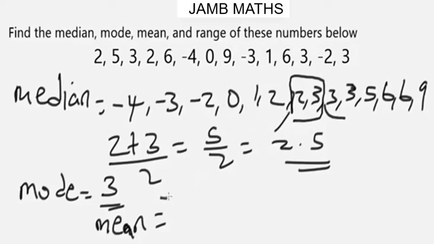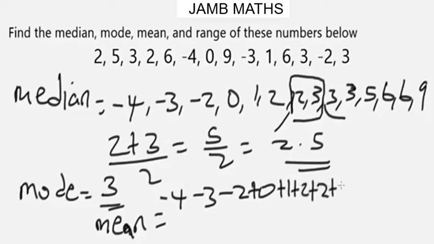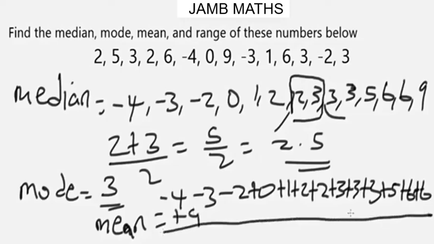So we have minus 4, plus minus 3, which is the same as minus 3, plus minus 2, which is the same as minus 2, all right, plus 0, plus 1, plus 2, plus 2, plus 3, plus 3, plus 3, plus 5, plus 6, plus 6, then plus 9. Everything divided by how many numbers do we have here? 1, 2, 3, 4, 5, 6, 7, 8, 9, 10, 11, 12, 13, 14. So we have 14 values.